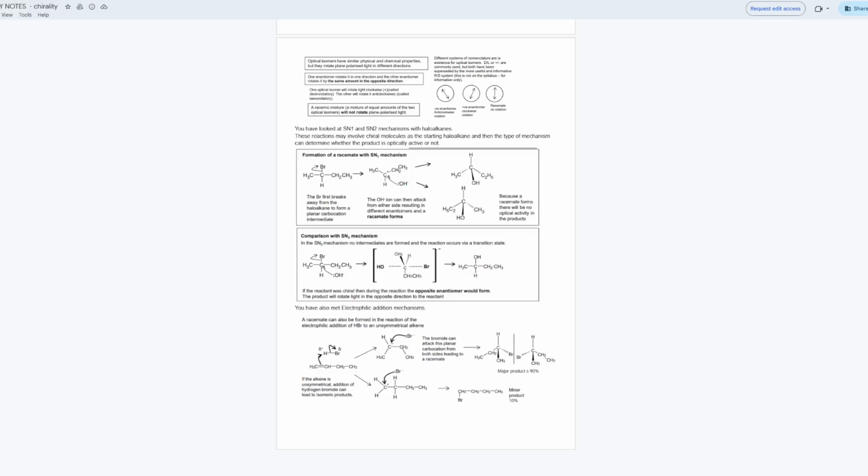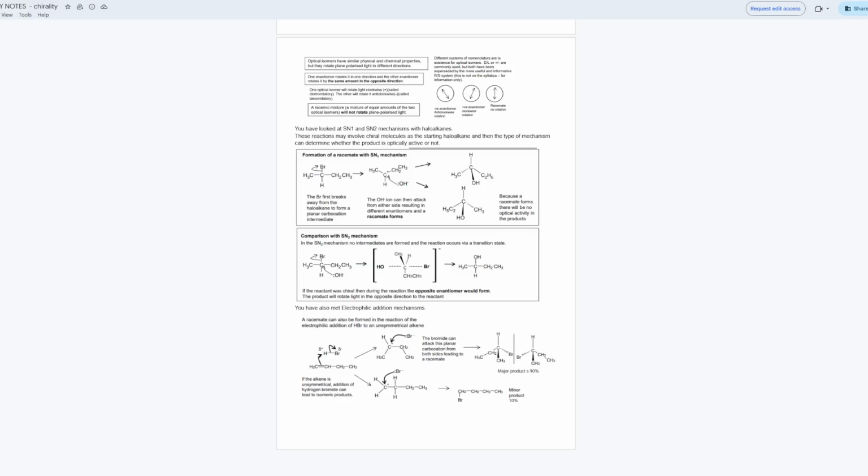Comparison with the SN2 mechanism. In the SN2 mechanism, no intermediates are formed and the reaction occurs via a transition state. If the reactant was chiral, then during the reaction the opposite enantiomer would form. The product will rotate light in the opposite direction to the reactant. Makes a lot of sense.